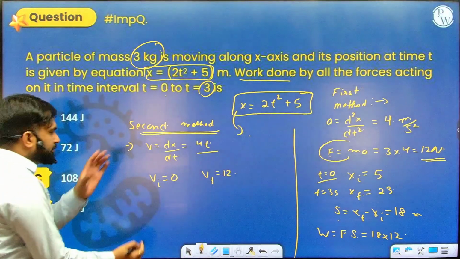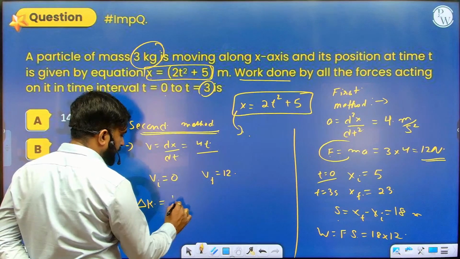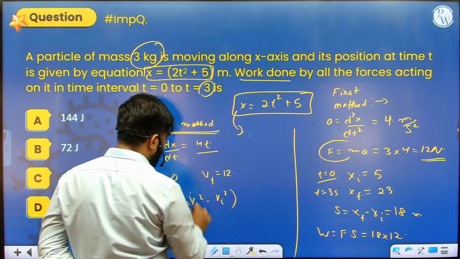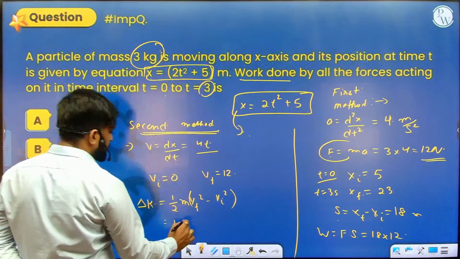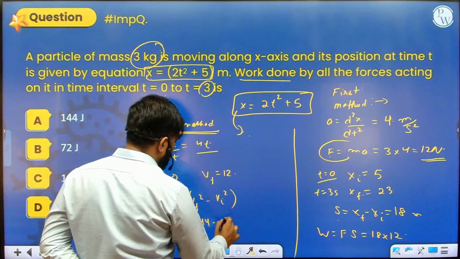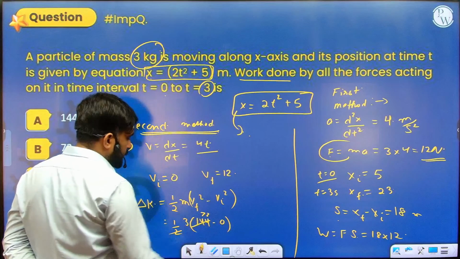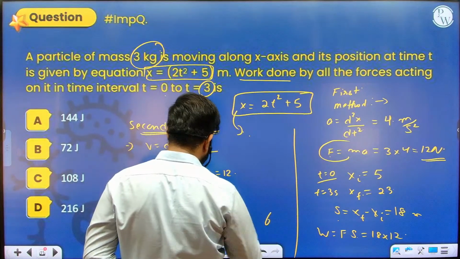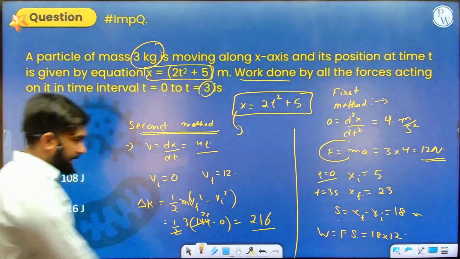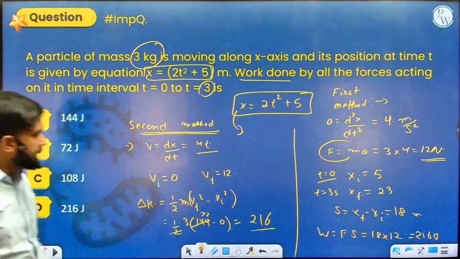Right? From this, if you got the velocity, can you find the change in kinetic energy? The final minus initial: half m, v final square minus v initial square. Yes, definitely the mass is given. The mass is 3, v final is 12, so it is 144 and the v initial is 0. And this will be 72, so 72 into 3. This is 6, and this will be 216. That would also have been 216. We can calculate it. So this is the second method.